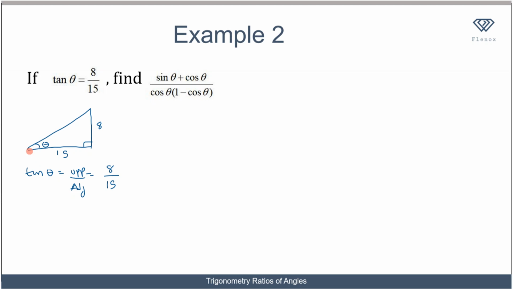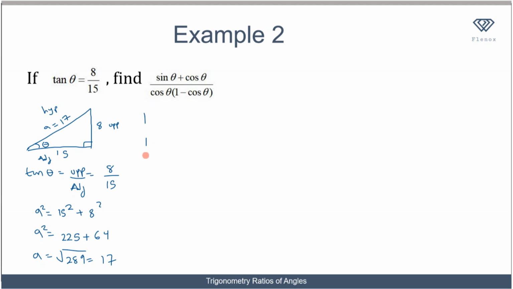So now I can calculate the length of my hypotenuse with the Pythagoras theorem. If I call it A, I know that A squared is equal to 15 squared plus 8 squared. 15 squared is 225 and 8 squared is 64. So A will be equal to the square root of 289, and that is equal to 17. So the hypotenuse is 17.